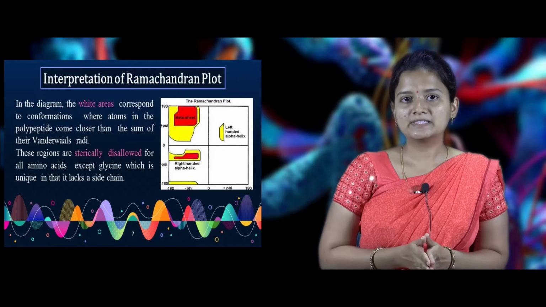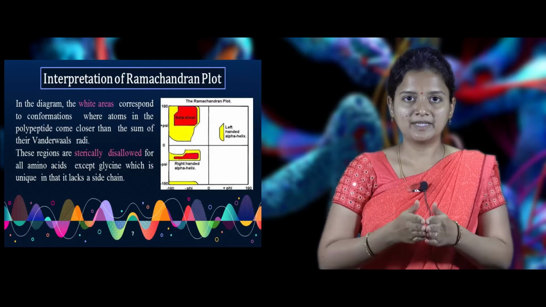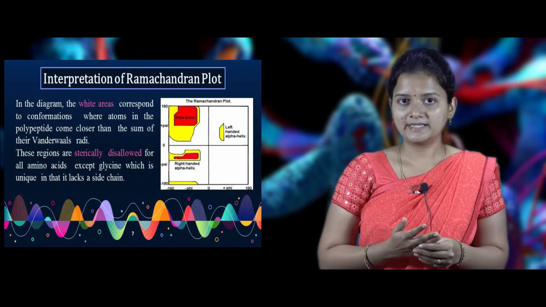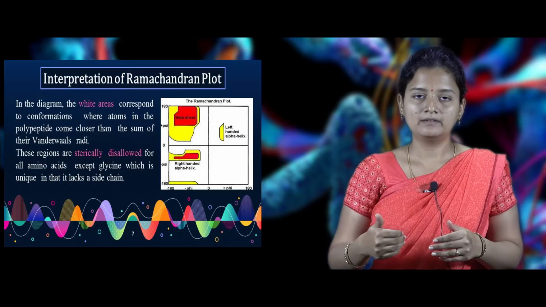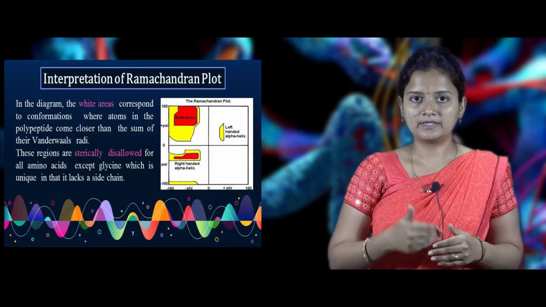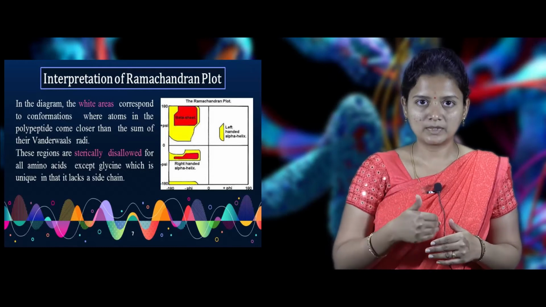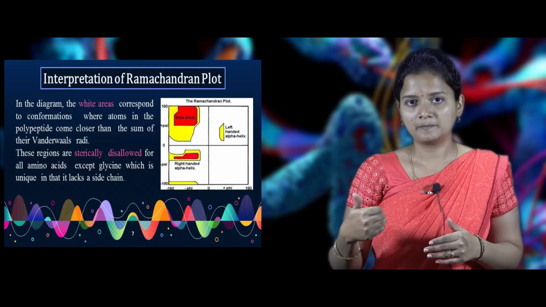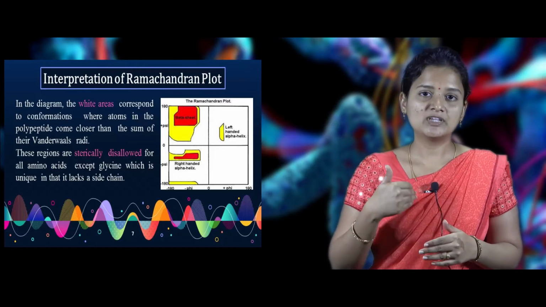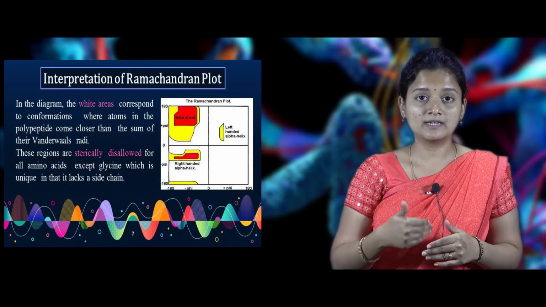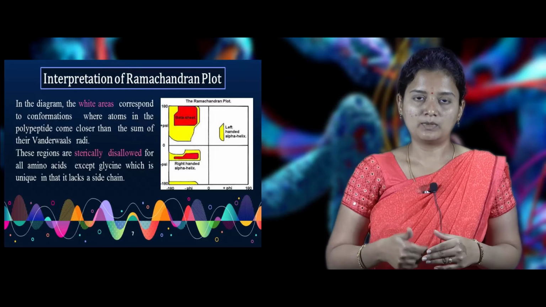So, in the slide, you are able to see the Ramachandran diagram. In the Ramachandran plot, there were three main colors: yellow, white and red. In the x-axis, phi values were there. In the y-axis, psi values were there. The ranges of the x-axis and the y-axis were plus 180 degrees to minus 180 degrees. The three main colors have three main significances or conformations related to the protein structure and also protein stability. We are going to see them one by one.